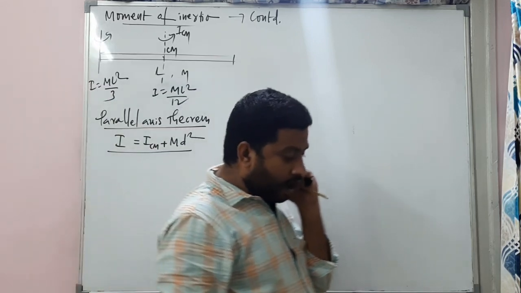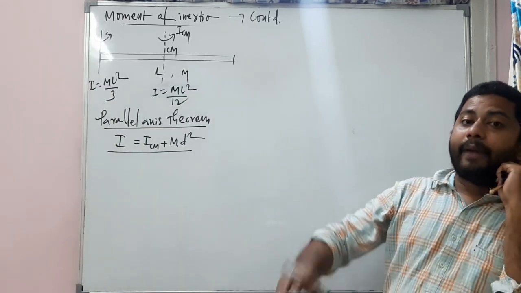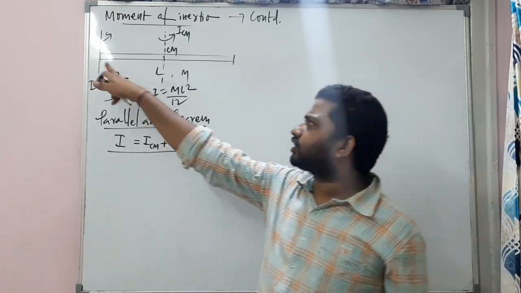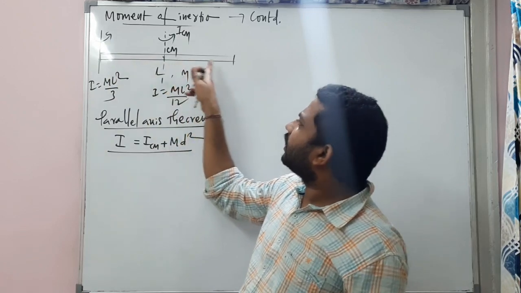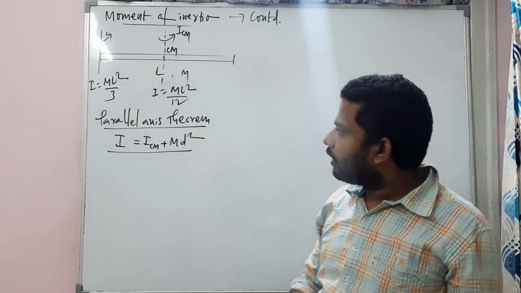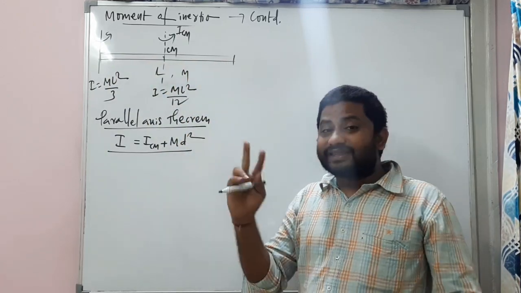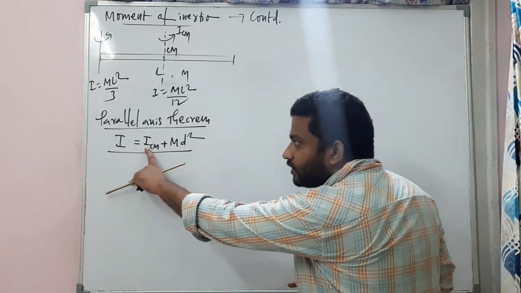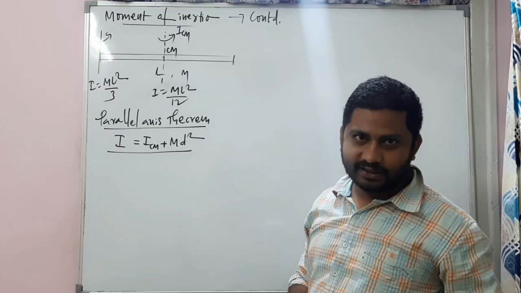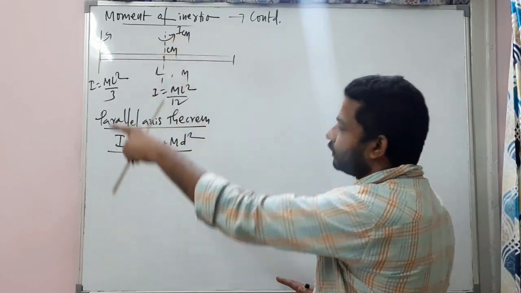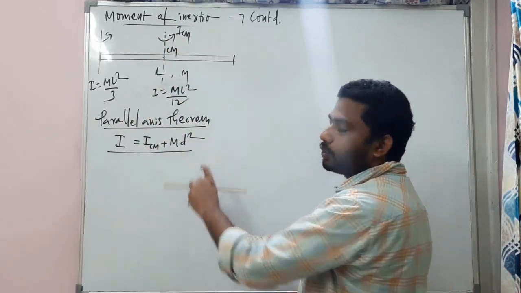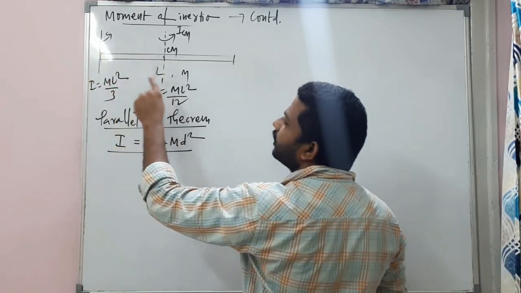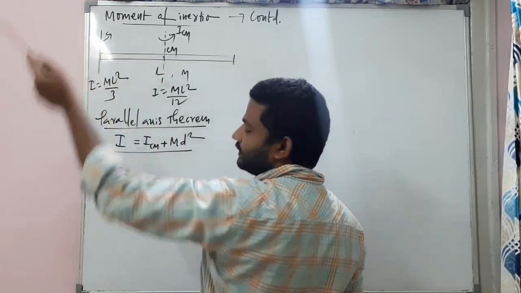I is the moment of inertia about any axis of rotation. That axis of rotation may be anywhere, and it is equal to the sum of the moment of inertia of that particular object about the center of mass axis plus the mass of the rod into D square. What is D here? D is the distance between these two parallel axes.